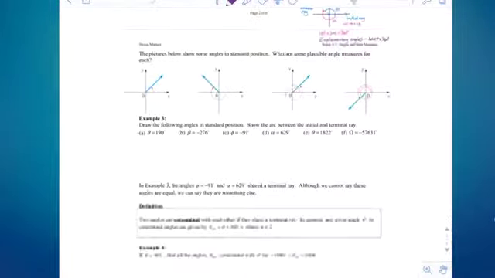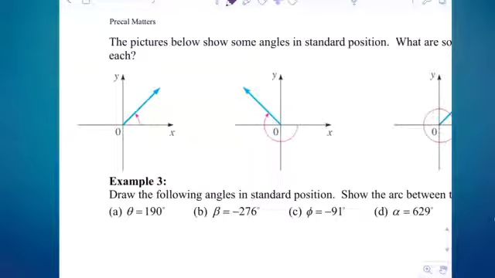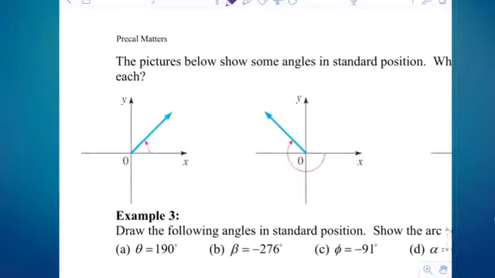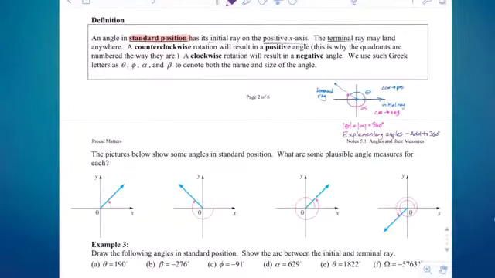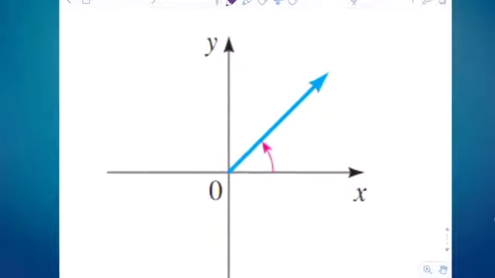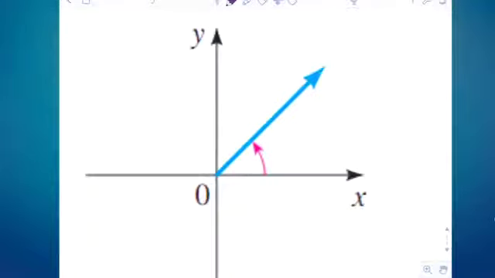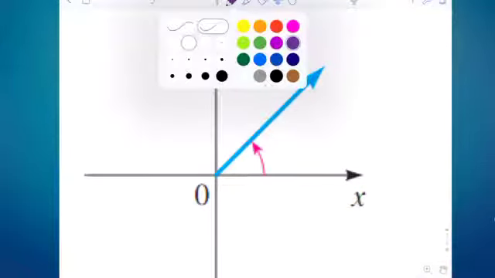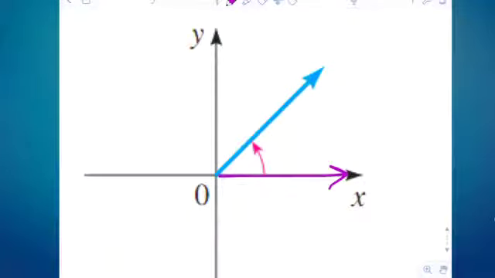All right, so in example 2, what we want to do is come up with a plausible degree measure for the following angles. Now, if you notice, the terminal ray is the only one that needs to be shown. There is no initial ray shown. Why is it okay not to show the initial ray? Yeah, we'll assume everybody knows where the positive x-axis is, and the x-axis is already drawn. So you don't need to draw it again.